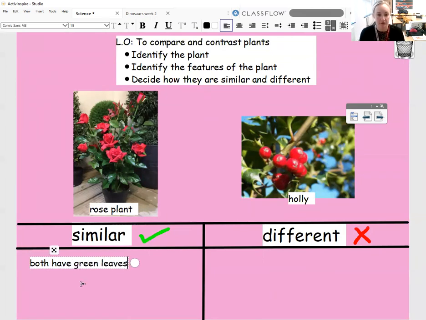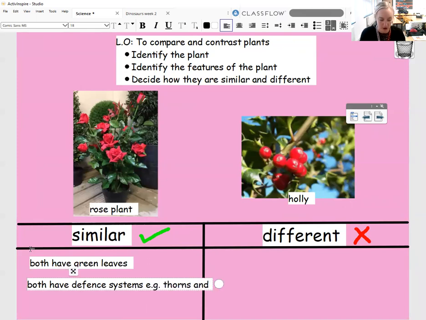We can also say that they both have some sort of defense system to stop predators attacking them. So on the rose plant, remember, there were thorns. So rose plants have thorns on them to stop their predators, whereas on holly, they've got sharp leaves. So both have defense systems, I'm going to write. Defense systems, e.g. thorns and holly leaves.